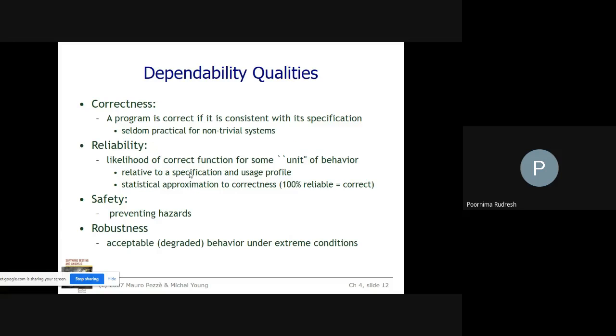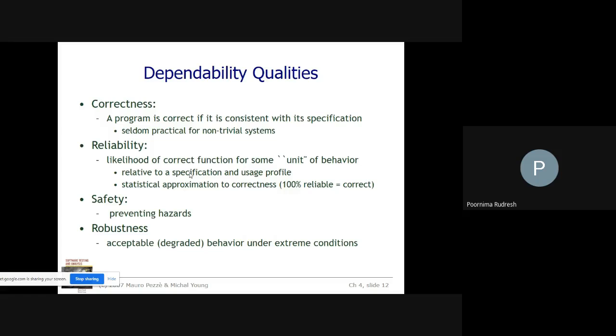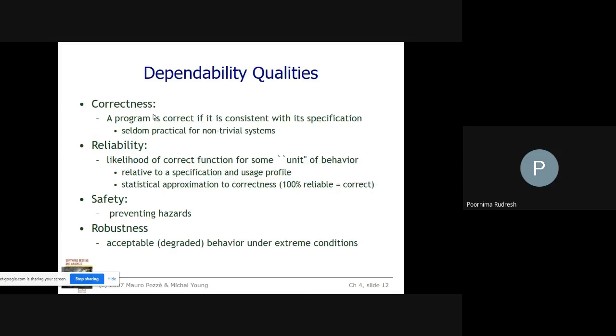So this is about the quality goals. We have usefulness qualities and dependability in external qualities, and internal qualities. Dependability qualities, as I said, are correctness, reliability, safety, and robustness. What is correctness, reliability, safety, and robustness? That we'll see in the next class.